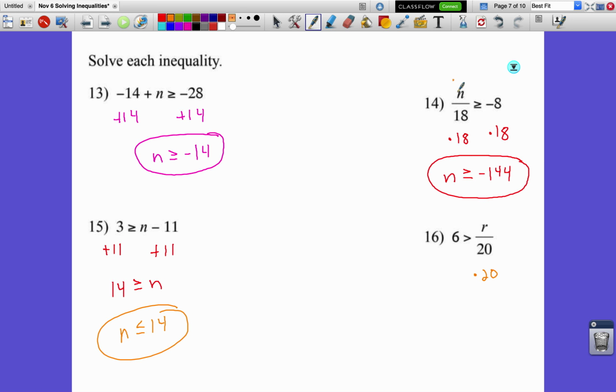Multiply both sides by 20, just like this one up here. And we've got 120 is greater than r. Flip it around, r is less than 120. Put a circle around it. Now these are a little bit harder to double check. You have to pick a number that is less than 120 to double check with. So you can pick like 119, plug it in, make sure you get a true inequality. And you will. You'll get 6 is greater than 5.95, and that does balance.